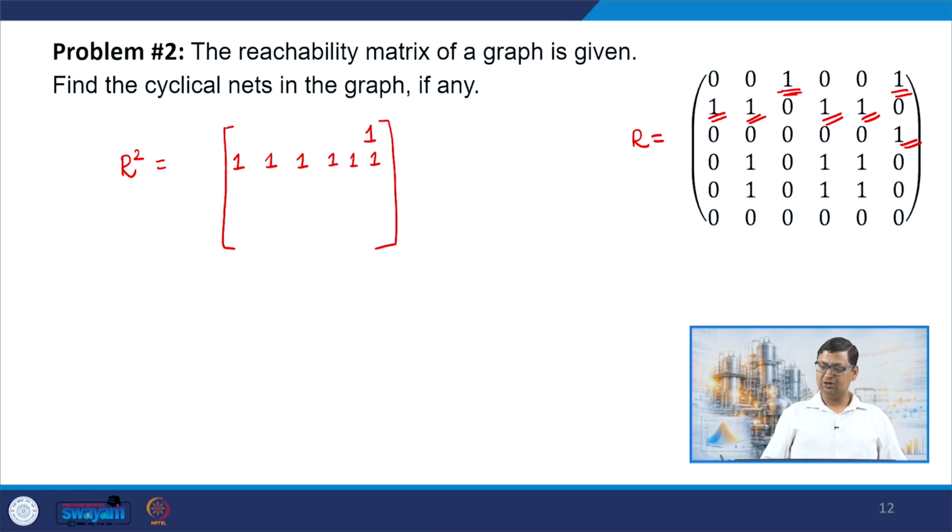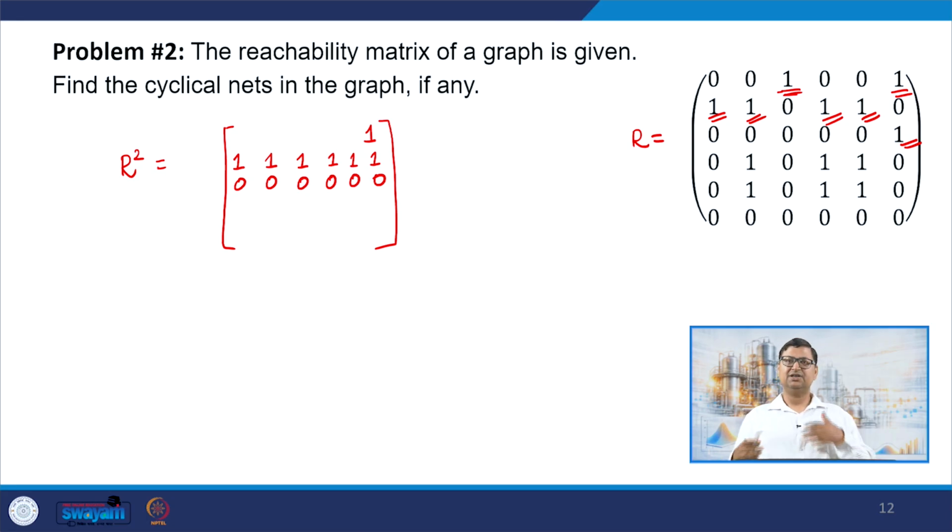For the third row, the last element has to be 1, and the last element is not 1 in any of the columns, so we'll get all zeros. For the fourth row, the second, fourth, and fifth element has to be 1, right? So basically, I can look along the columns and complete my R square. Once we have done R square, we have to do R cube, R4, R5, and so on. And we need to see whether it vanishes or it does not vanish.